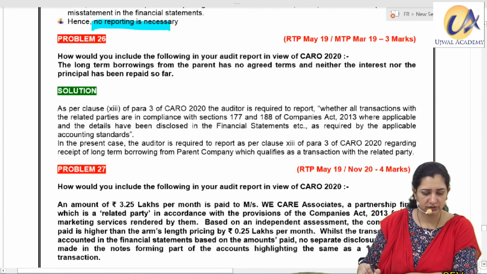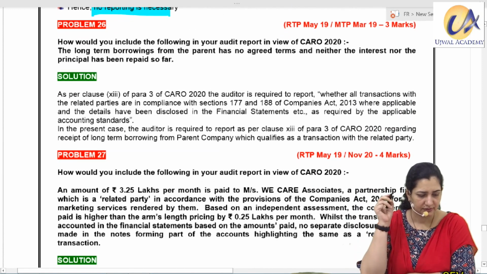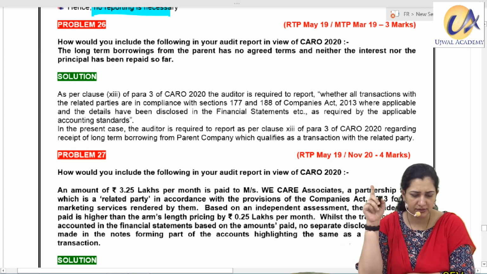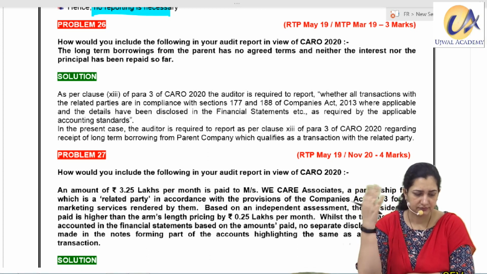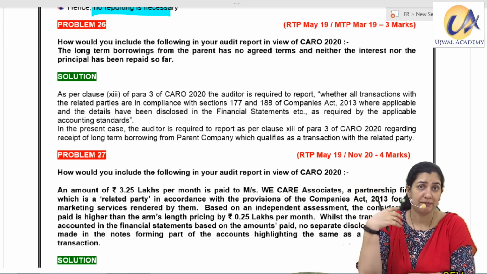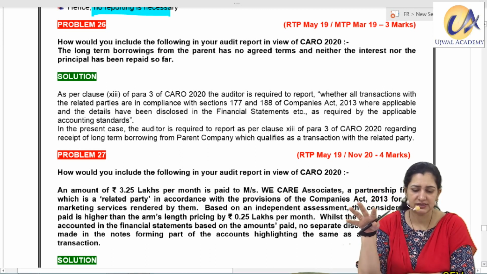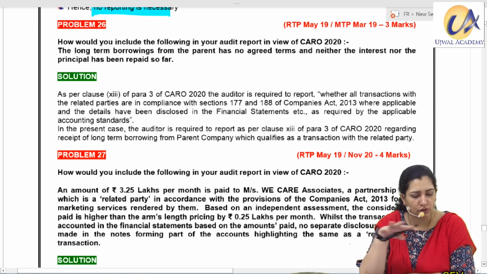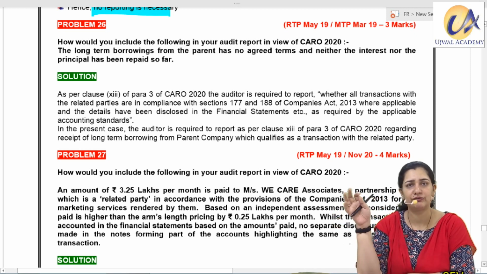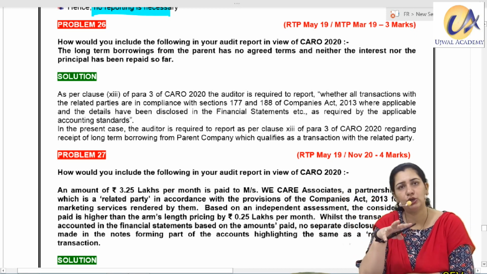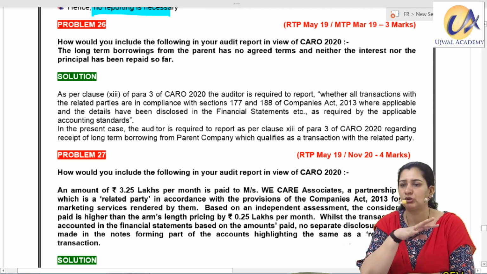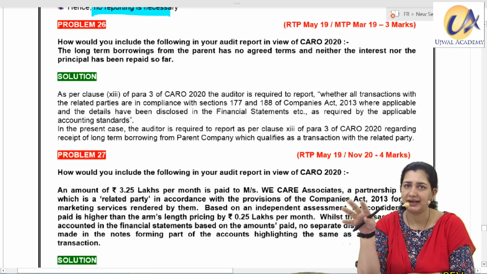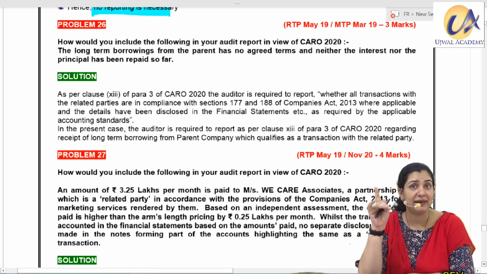How would you report under CARO? Long-term borrowings from the parent: the loans taken have no agreed terms, and neither the interest nor the principal has been repaid so far. So you have taken loans, but you have not repaid the amount, and no proper terms and conditions are there. Default has happened, right? Plus you have taken it from the parent, from your holding company.